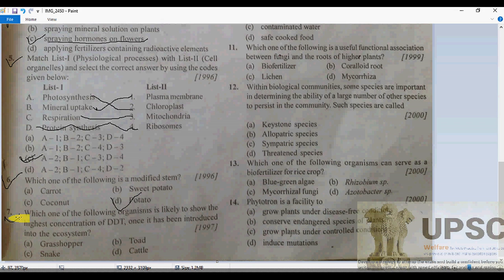Number 7: which one of the following organisms is likely to show the highest concentration of DDT once it has been introduced in the ecosystem?